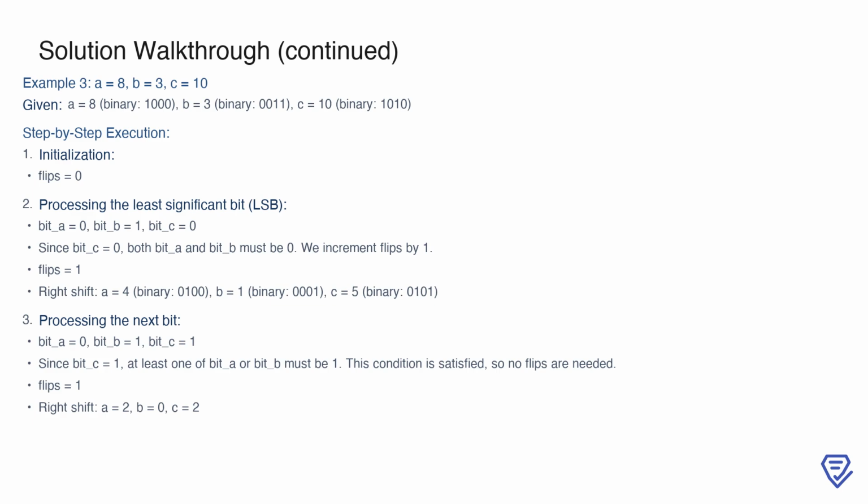5, binary 0101. Next, we examine the second bit. Bit_A is 0, bit_B is 1, and bit_C is 1. Since bit_C is 1, at least one of bit_A or bit_B must also be 1. This condition is already satisfied, so no flips are necessary, and the flips counter remains at 1. After another right shift, the values become A is 2, B is 0, and C is 2.